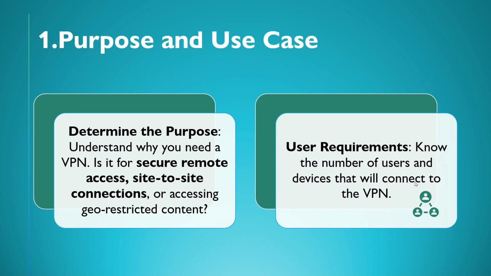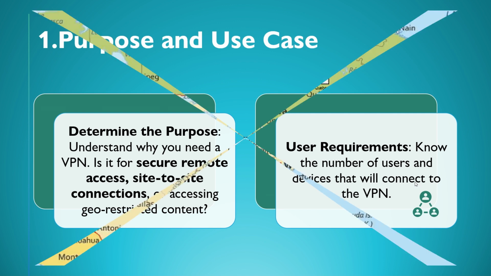So one of the first things that we need to know is what is the purpose of the VPN. Maybe we would like to interconnect users that are outside of the organization with internal resources, or maybe we would like to interconnect different sites between each other. Additionally, we have to consider how many users we are going to support. And this is critical, this is essential, because depending on these two factors, you can determine what kind of VPN you are going to use.